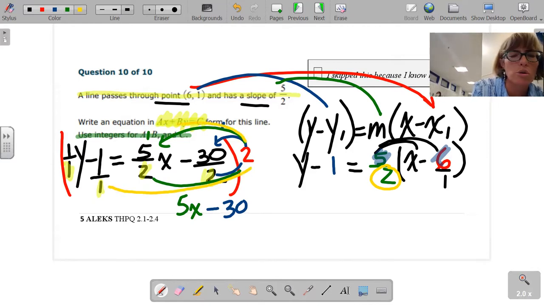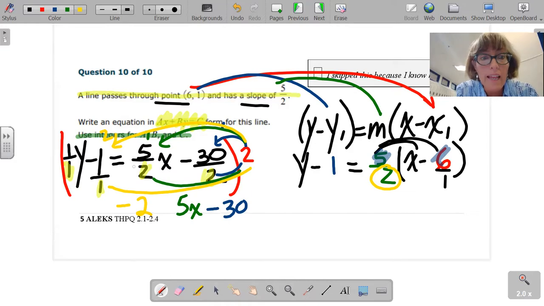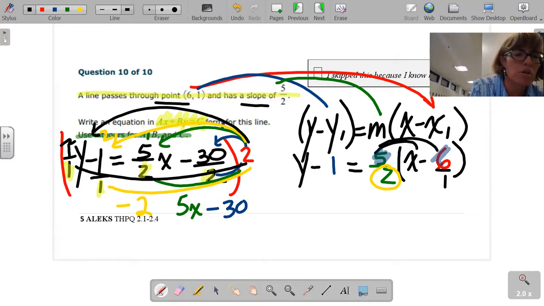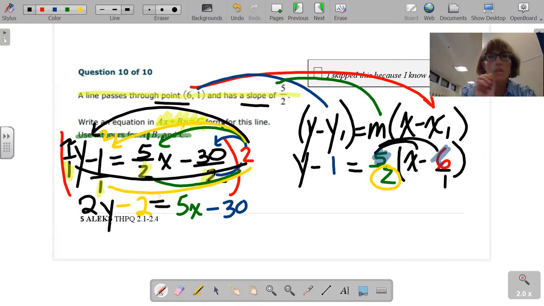Now I come around this way. 1 goes into 2 two times. So my equivalent there is going to be minus 2. That's 2 times negative 1. And then the last one, 1 goes in there twice, so I put a little 2 there. 2 times y, this ends up being 2y. And I have an equal sign. So now I have nothing but integers.